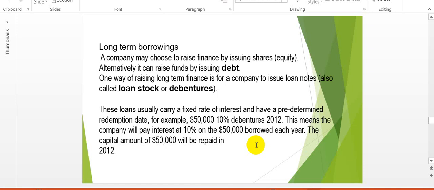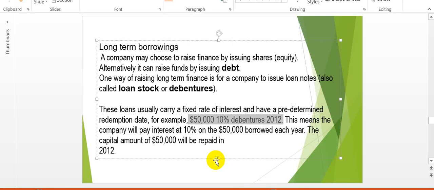So in this example, we've got a loan of 50,000 paying 10% interest, and this 50,000 will be redeemed in 2012, meaning the 50,000 should be paid back in 2012.